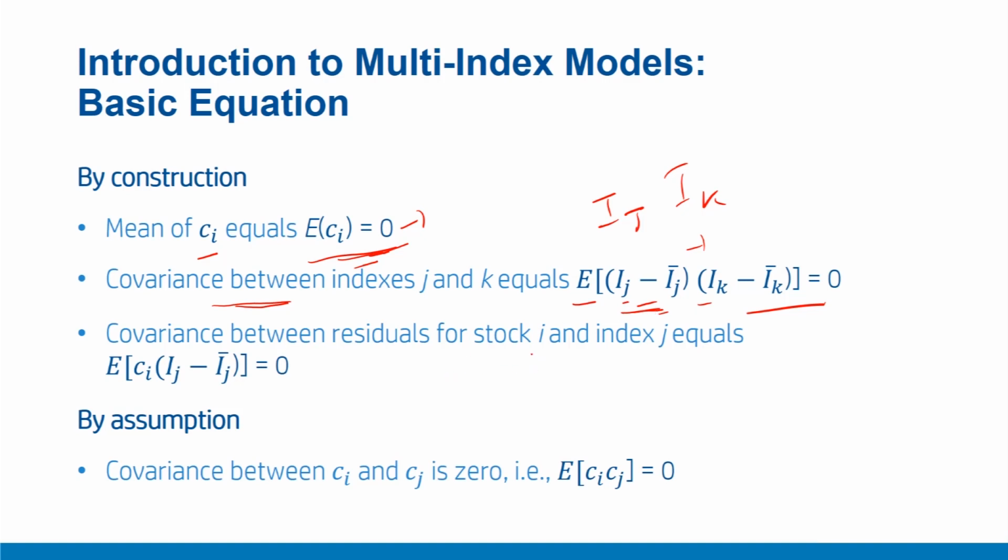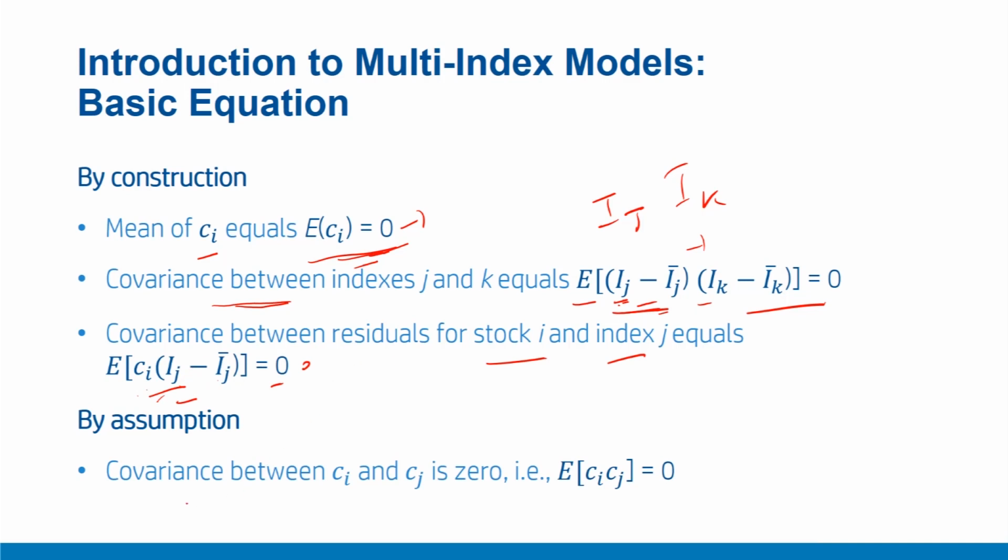We also say that stock i and index j do not have any covariance or correlation, so the expectation of Ci into Ij minus Ij bar equals 0. So this is also by construction, the way these indices are generated: not only do they have no correlation with each other, they also don't have any correlation with the error term or residual in the model.